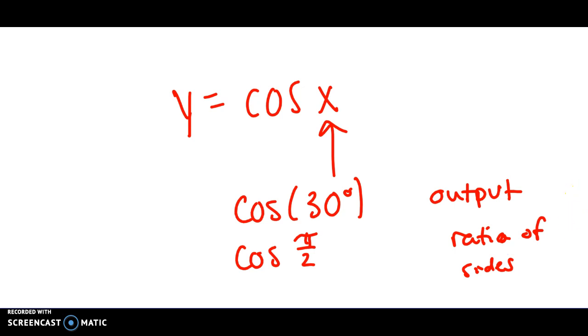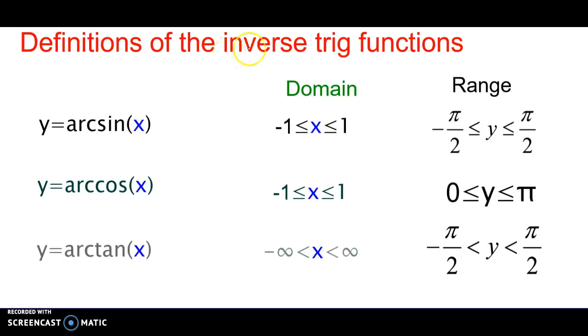That's a ratio. Now, when we're talking about inverse, we actually reverse that. Now our input is going to be the ratio of sides, and our output is going to be angles. Notice that these are in radians here. Okay, and these should make sense. We just talked about what the domain and range for sine, cosine, and tangent were, so they're switched.